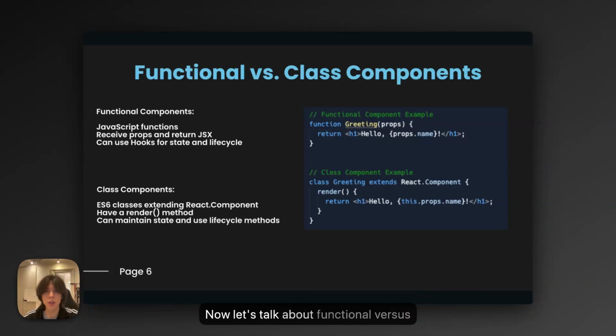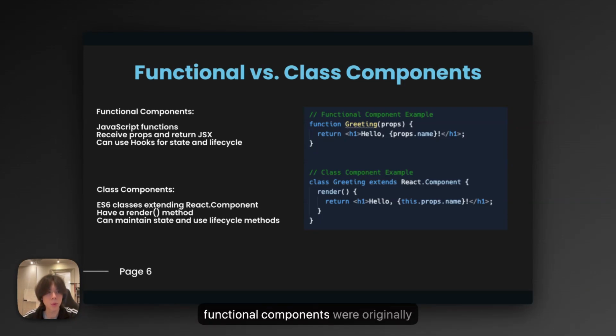Now let's talk about functional versus class components. React provides two primary ways to define components. First one is functional components, and the second one is class components. So let's take an example on functional components. These are JavaScript functions that can accept properties and return JSX, or JavaScript syntax, which is a syntax extension that looks similar to HTML. So as you can see in the first example on the top, with the functional component example.